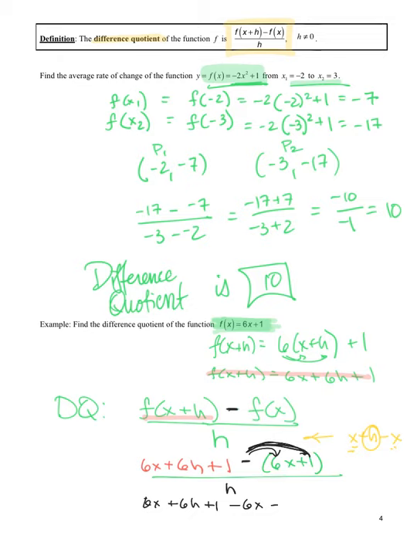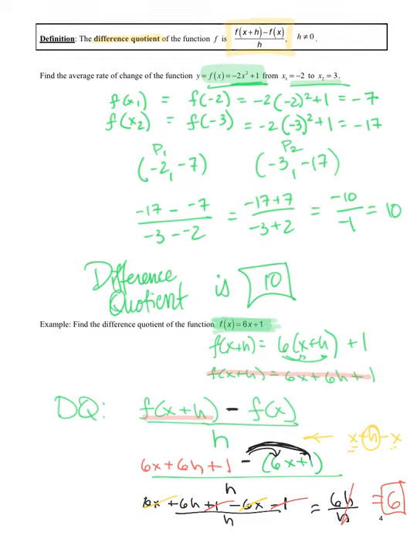Negative 1. Okay, so there we go. These are opposites. I know this is still over h, so this is 6h over h, and look at that. So my average rate of change, my difference quotient is 6.